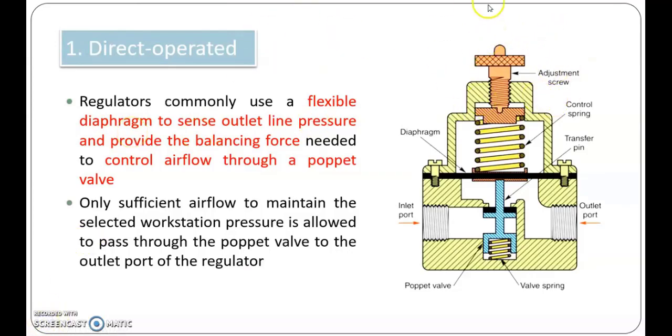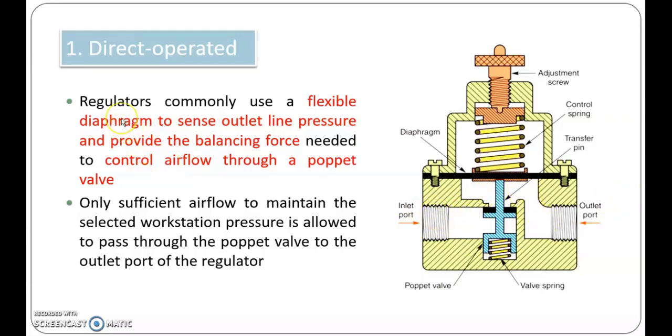Okay, as you can see in this figure, direct operated sebab kita guna the adjustment screw. Okay, this one kita akan control manually the adjustment screw untuk dapatkan berapa level the compressed air to the system. Bila kita adjust the screw, the diaphragm ni akan tolak the poppet valve, so dia akan bagi laluan untuk the compressed air masuk.